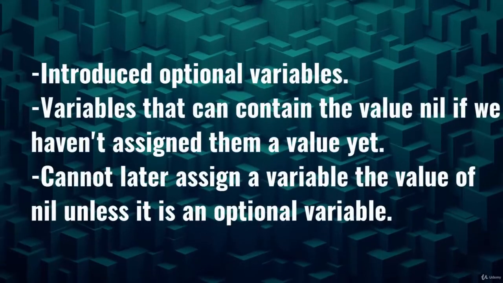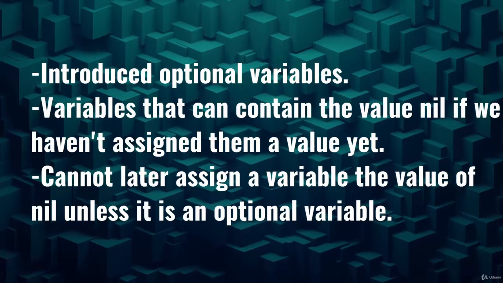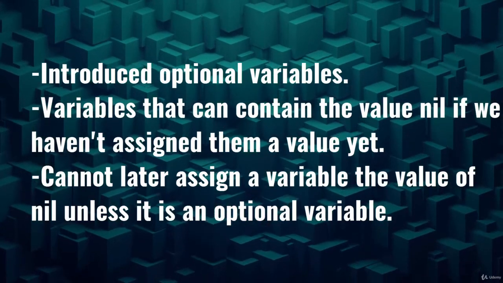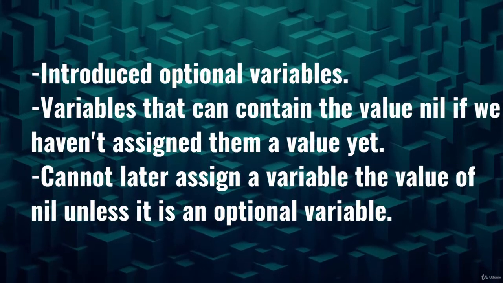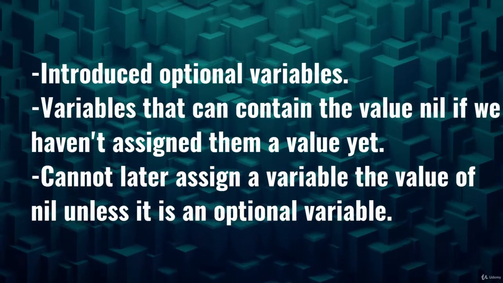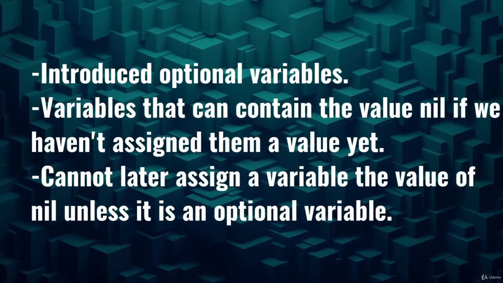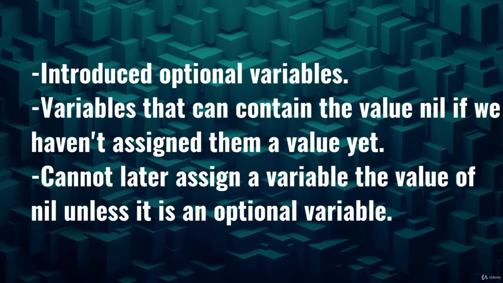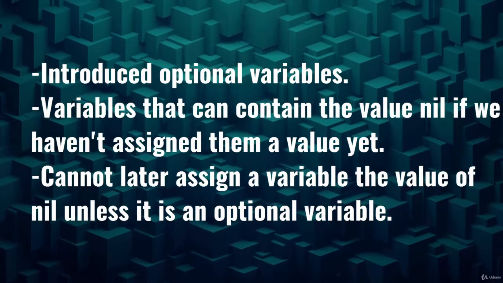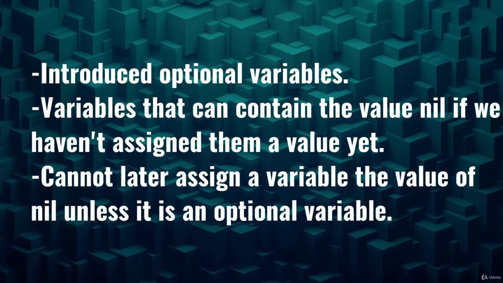Alright, so this has been our intro into optional variables. We just discovered that they are variables that can contain the value nil if we haven't yet assigned a value to them. And you cannot later assign a variable to contain the value of nil unless it's an optional variable. We'll talk about how to unwrap these optional variables later, but that's a different topic for a different tutorial.